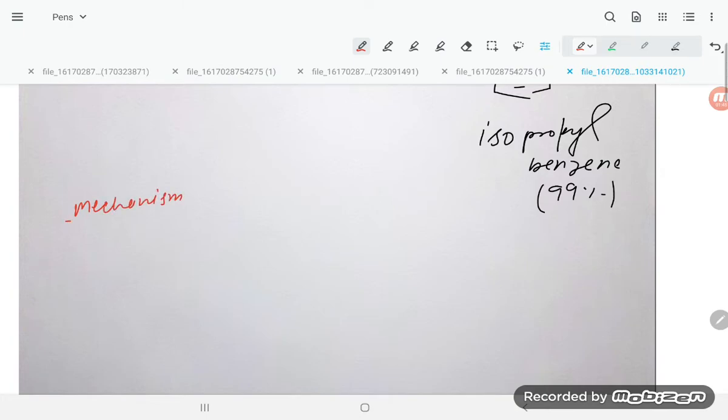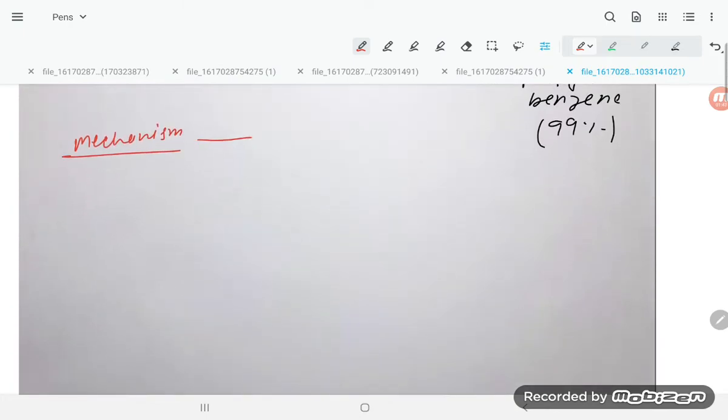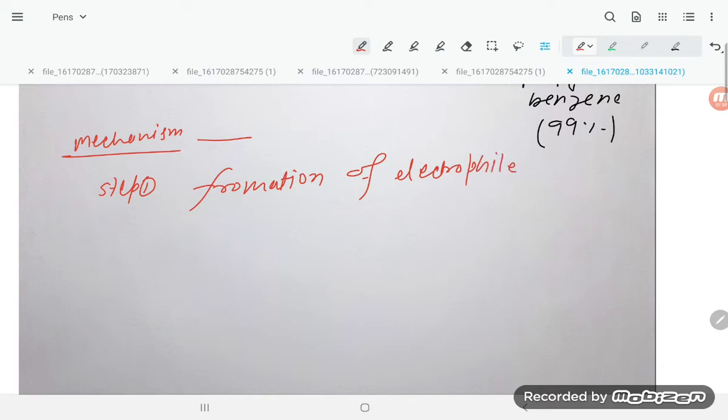mechanism? So dear student, when you are talking about the mechanism, step number one is the formation of electrophile. So dear student, how can you form the electrophile? Here we are having CH3, CH2, CH2, and Cl. Here we are having AlCl3. So this is positive and this is negative, right?